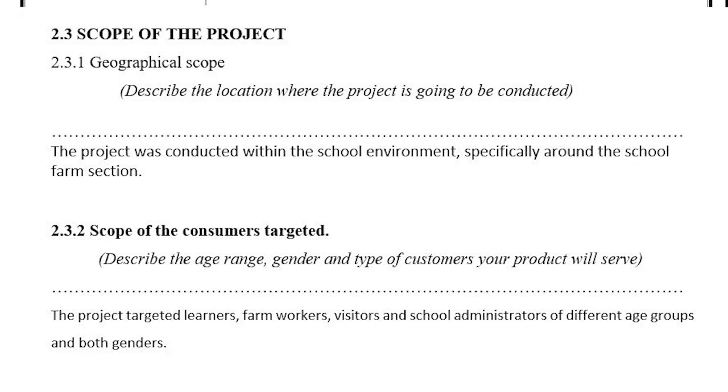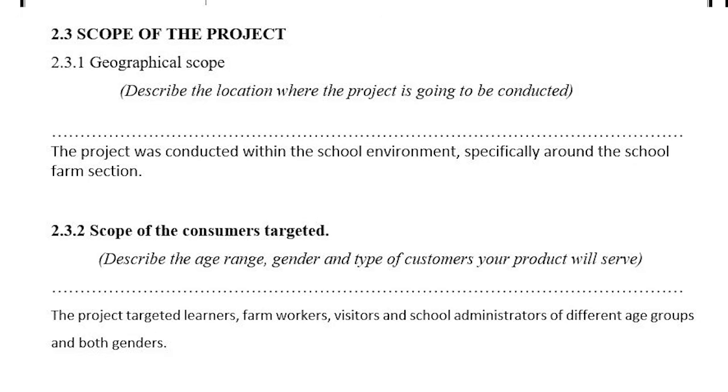The next thing under chapter 2 is scope of the project, and under scope, the first thing to look for is geographical scope. That is, describe the location where the project is going to be conducted. According to this project, the project was conducted. Now remember, when you're writing the report, it is in past tense, what you have already carried out. The project was conducted within the school environment, specifically around the school farm.